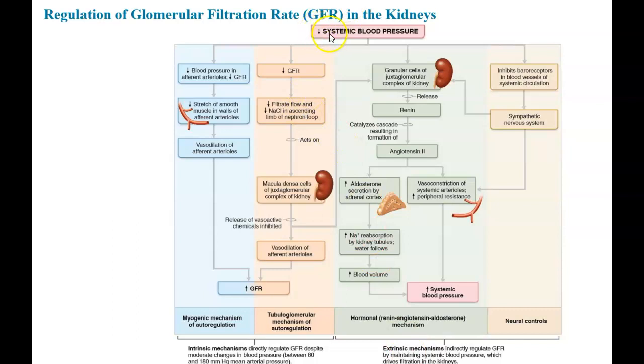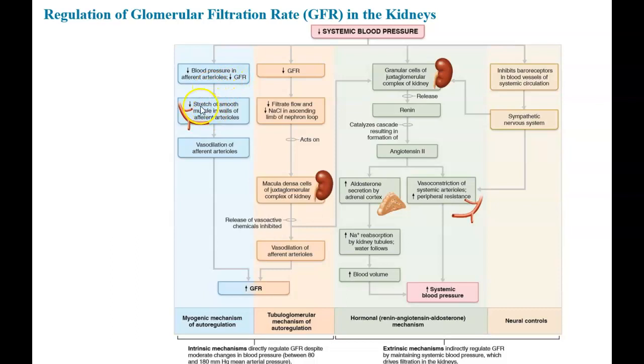But if we look at one of these, so we have low systemic blood pressure. So that's going to lead to a low blood pressure in the afferent arterioles, because remember, afferent arterioles are the ones that bring the blood to the glomerulus. So that's how the blood arrives. So there's going to be low blood pressure in the afferent arterioles. That's going to mean low glomerular filtration rate.